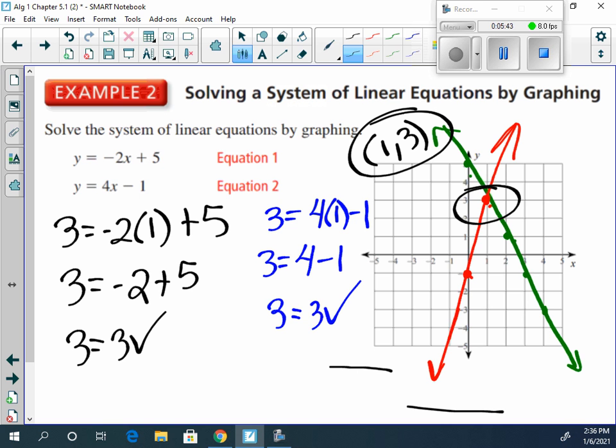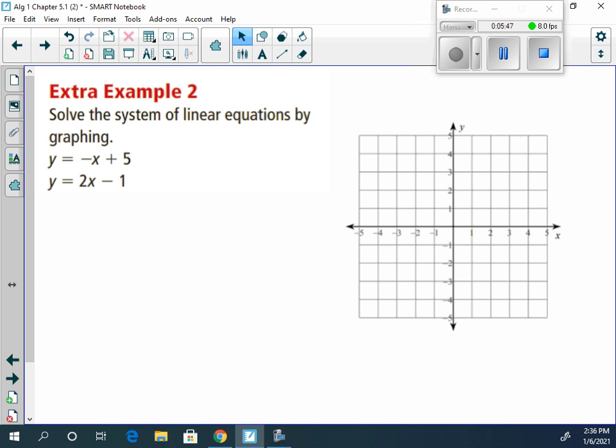I'm just going to keep drawing lines. Let's look at another example. So again, with all these here, we're going to be graphing them using y equals mx plus b to find the point of intersection. So when we look at this here, y equals negative x plus 5. This here is our first equation. And then our second equation is y is equal to 2x minus 1.